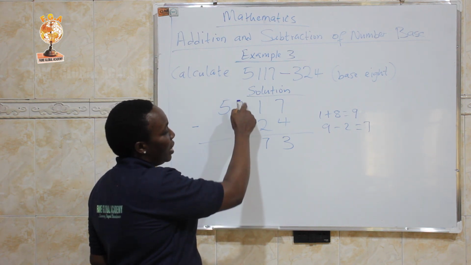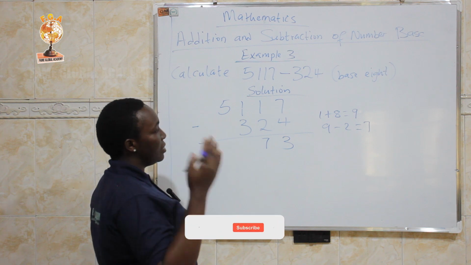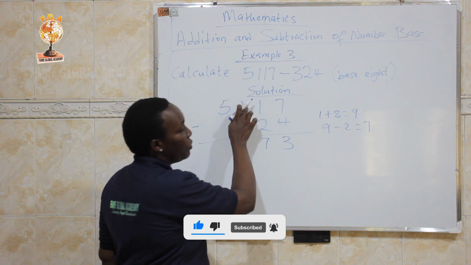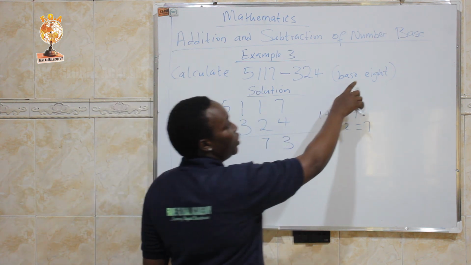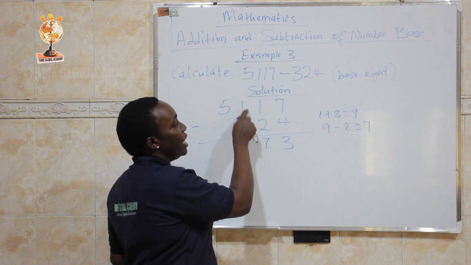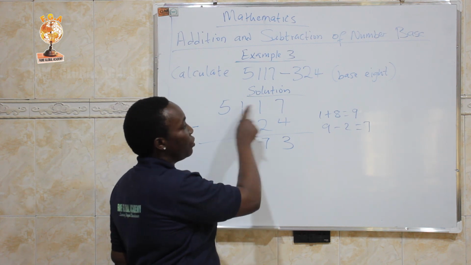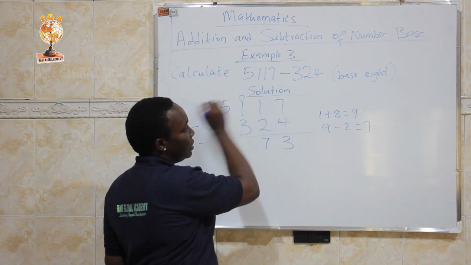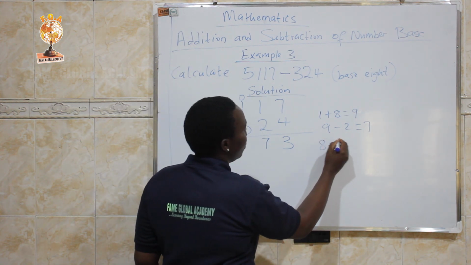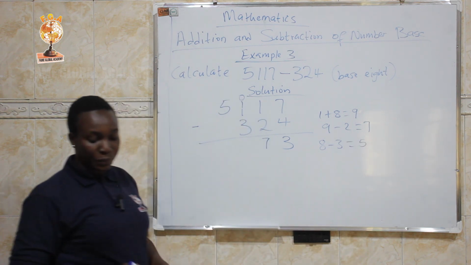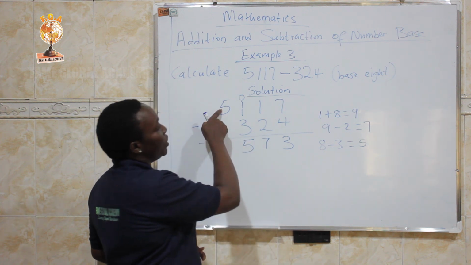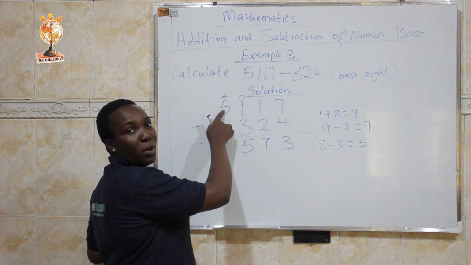Now, when you come here, 0 minus 3 is not possible because 3 is bigger than 0. So you have to borrow again from this 5 and add to the 0 here. And remember, when you are borrowing, it is the base you are borrowing, which is 8. So 8 plus 0 will give you 8. So you have 8 minus 3, which will give us 5. I believe we are together. So what is remaining here? 4, because you borrowed 1 out.